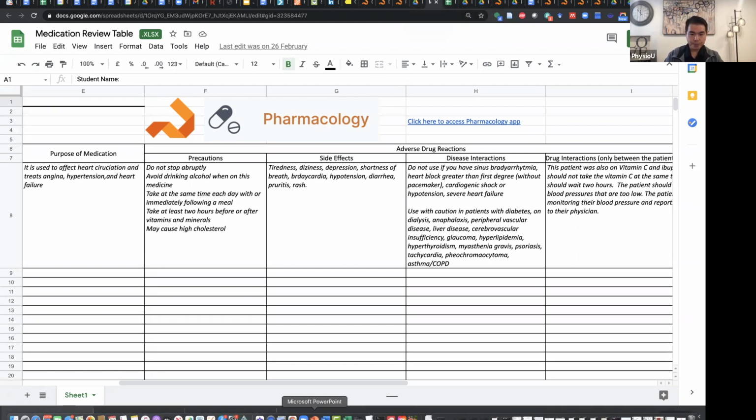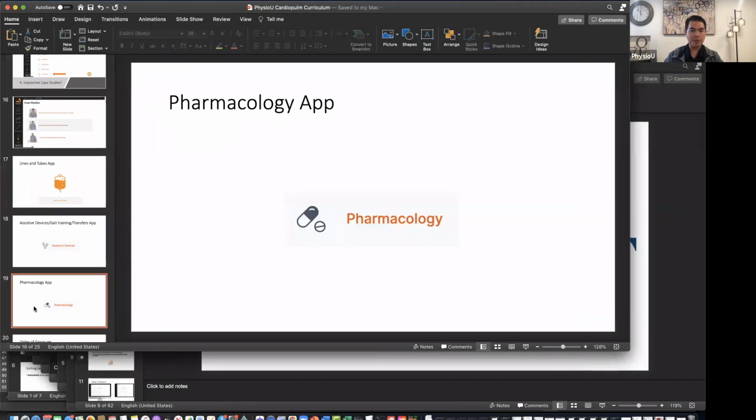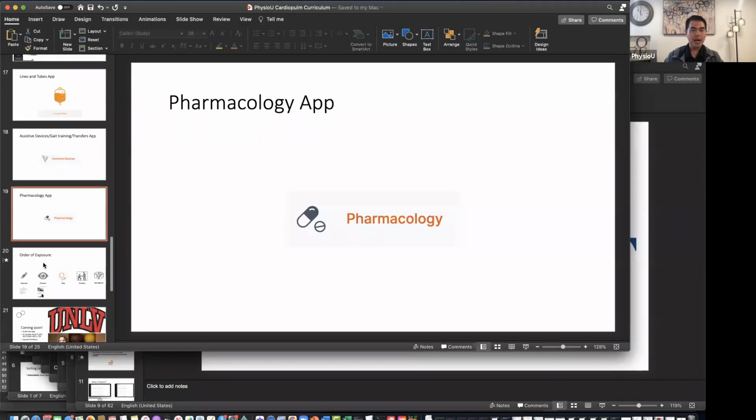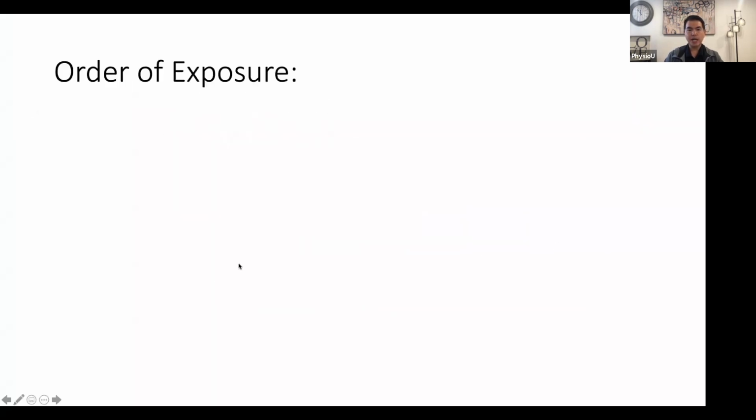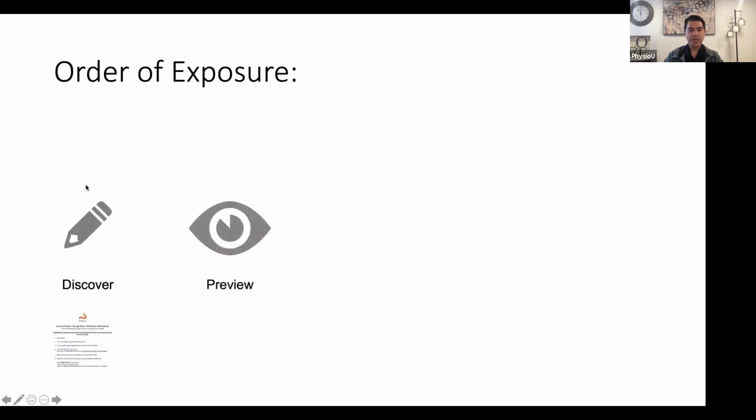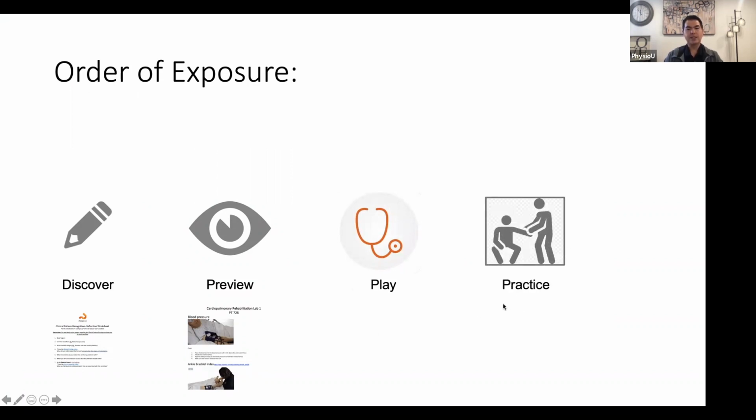All right, so let me just finish off here by showing you what's coming. Here is a summary slide of how we've been using the apps in our classroom. Discover, the clinical pattern recognition worksheet for Cardiopulm. Preview, the lab handout. Play, meaning in class, I walk through the app with them every week. Practice, because you have all of this exposure.